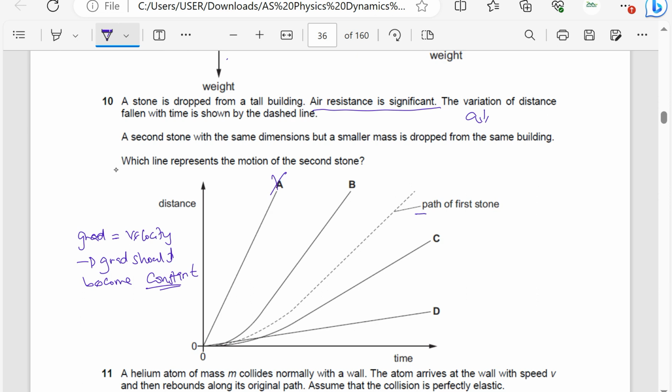But remember, this was the path of the first stone. Also remember that if there is air resistance, the maximum velocity cannot be above that. So that makes B wrong. The velocity should be less than the initial velocity for the first stone.